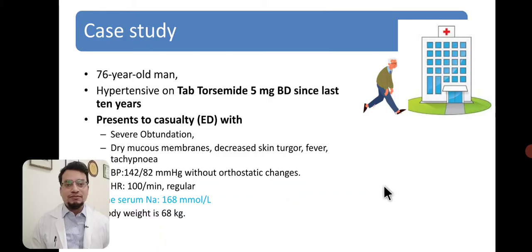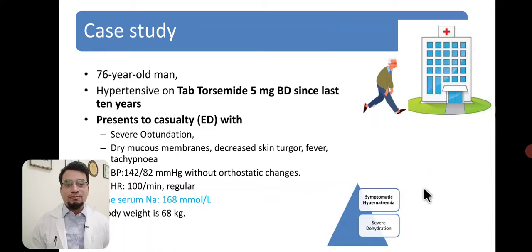On examination, he was found to have dry mucous membranes, decreased skin turgor, fever and tachypnea. His blood pressure was 142 by 82 millimeter of mercury without any orthostatic changes. His heart rate is 100 per minute regular and the serum sodium is 168 millimole per liter. His body weight is 68 kg. So the diagnosis of this patient is symptomatic hypernatremia with severe dehydration.